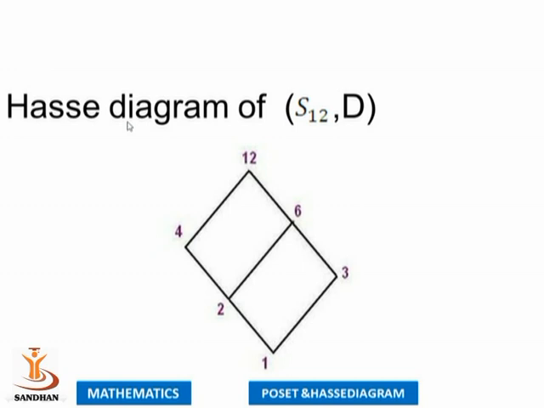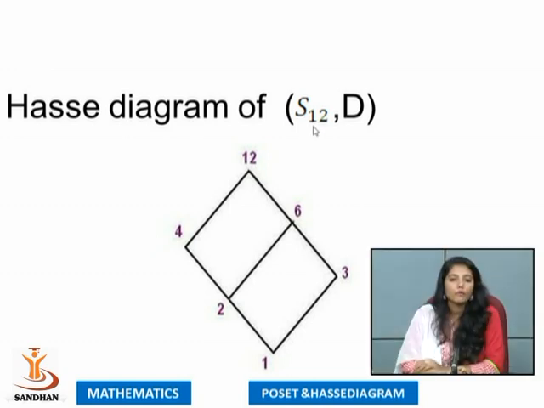Okay. So next is the Hasse diagram of S12. S12 is the set of all divisors of 12. So the divisors of 12 are 1, 2, 3, 4, 6 and 12. Easy, starting with 1, the least element. 1 is related to 2 and 3, so we can join by a line.